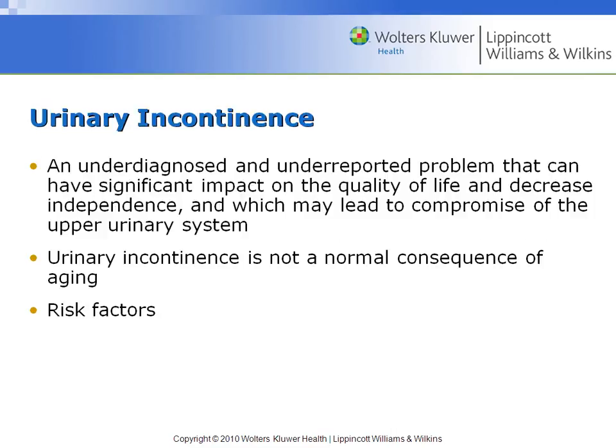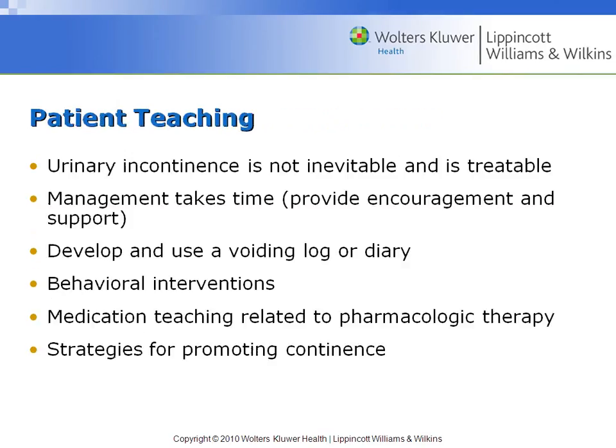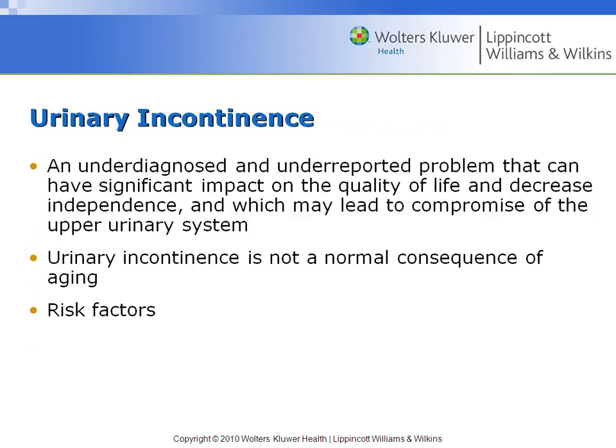We didn't do urinary incontinence. Urinary incontinence is an undiagnosed and underreported problem that can have significant impact on quality of life and decrease independence, which may lead to compromise of the upper urinary tract system. Urinary incontinence is not a normal consequence of aging, right? Just because people are old, it doesn't mean they should be incontinent.